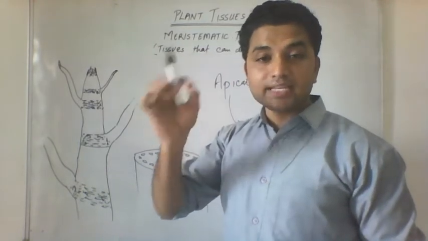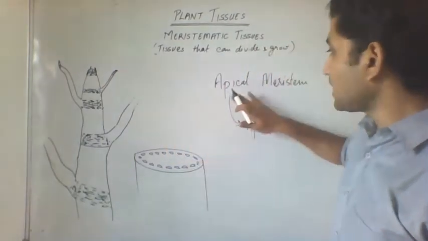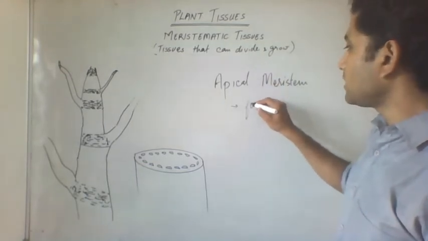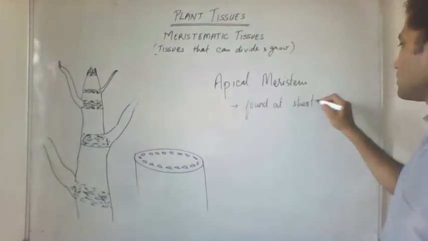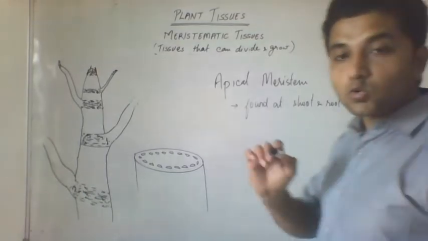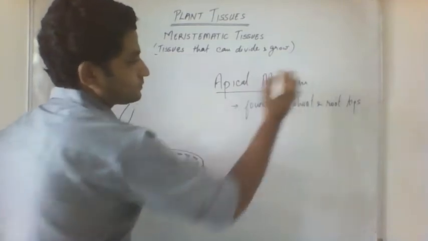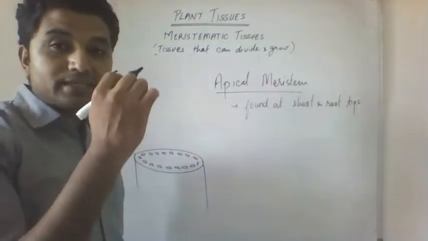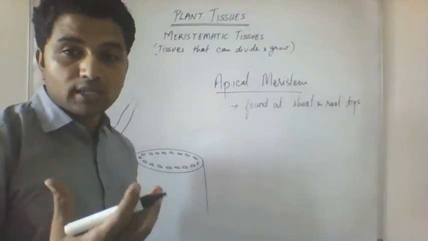Present at the apex, at the shoot apex or the root apex, so they are present at the tips. Apical meristem are meristematic tissues found at shoot and root tips. Because they are found at the tips, they are called apical meristem. If they are present at the shoot tip and the root tip, what are they supposed to do? What are they doing in this plant?